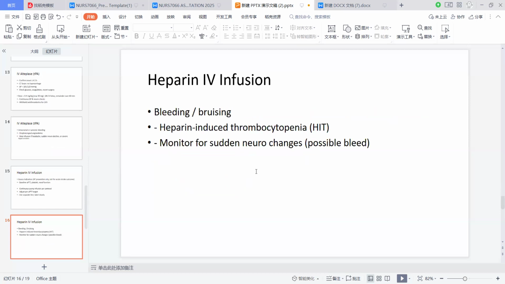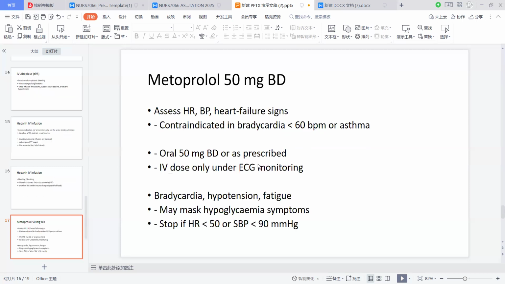Heparin also has some side effects, which is bleeding. So we may see patients with many bruises on their skin or a running bleeding nose. If a patient suffers from neurological worsening, that might indicate intracranial hemorrhage. And heparin-induced thrombocytopenia (HIT) is also a severe complication requiring immediate cessation.